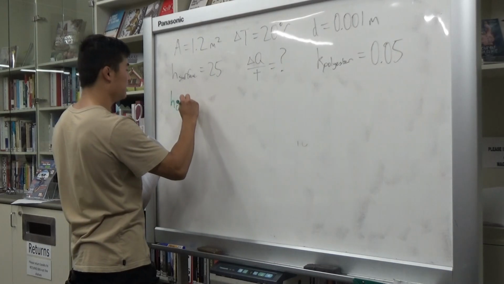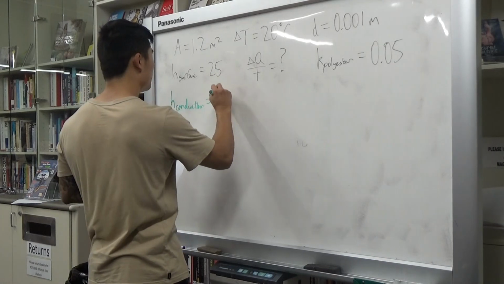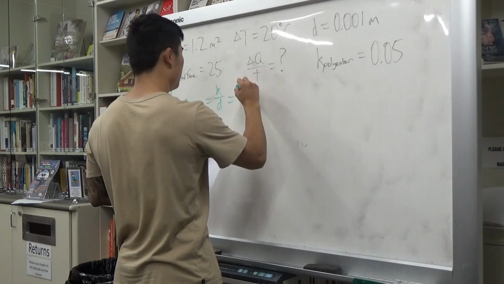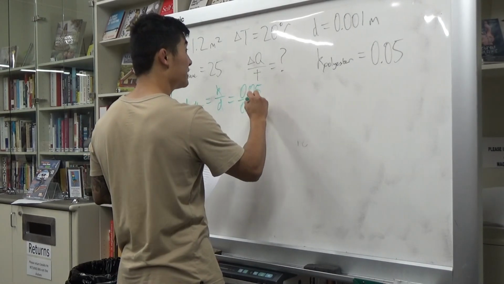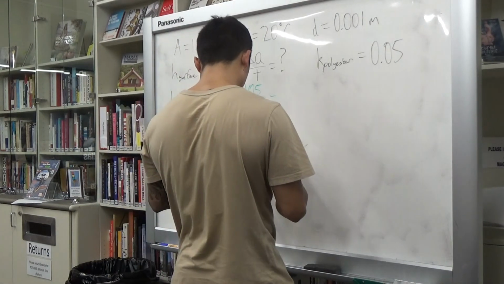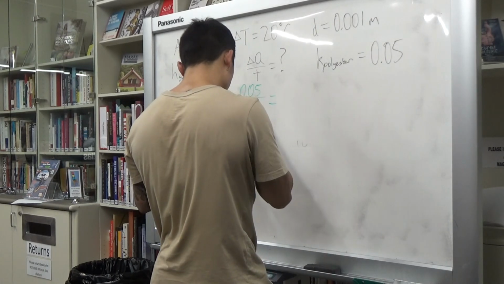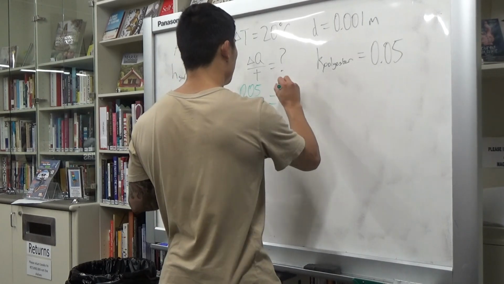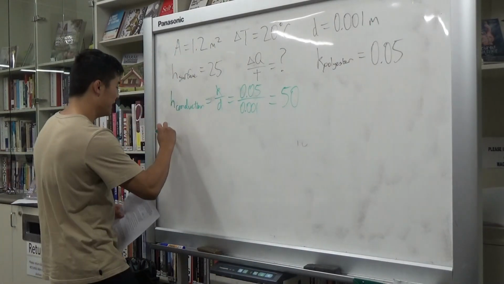First of all, we're going to find the H of conduction. The H of conduction is equal to K over D. So K is 0.05 divided by the distance, which is 0.001. So that's going to be times 1,000, so 50.